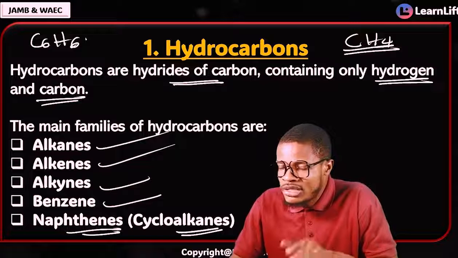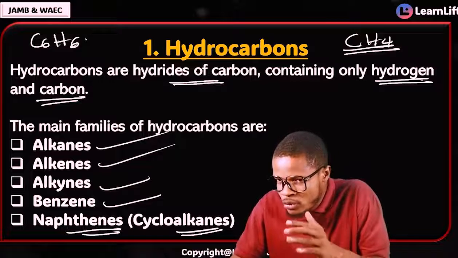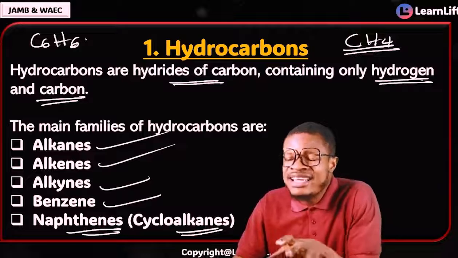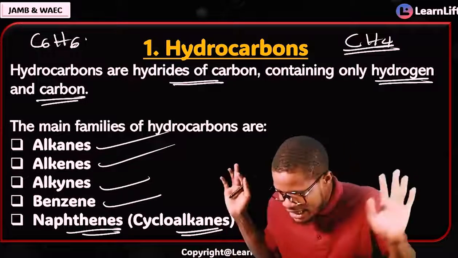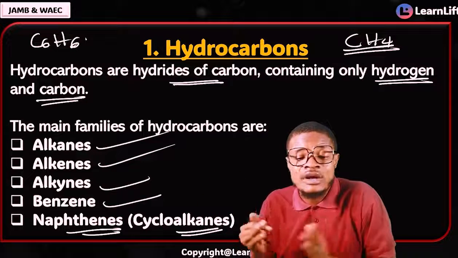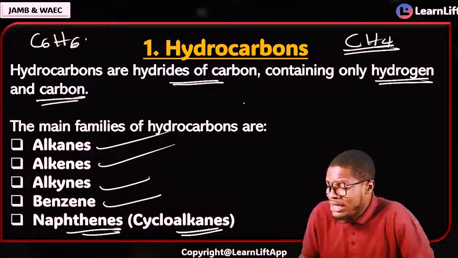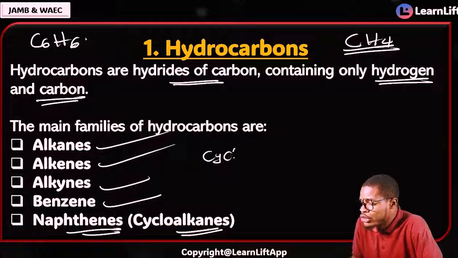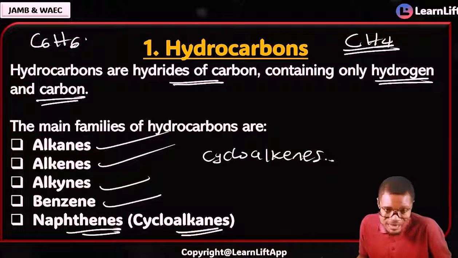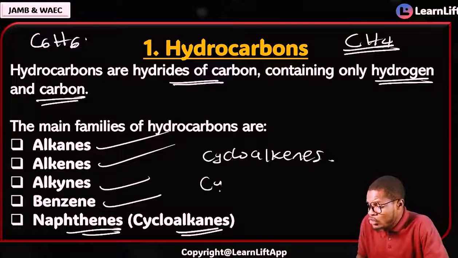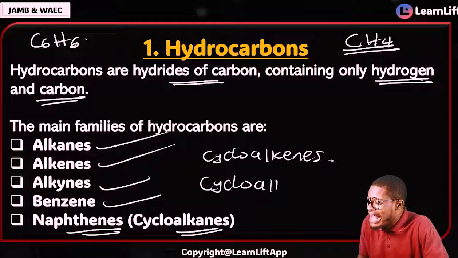Listen, the problem about organic chemistry is that some people don't pay attention well. Naphthanes are not naphthalenes. They are different. Just learn this with me. Naphthanes are the what? Cycloalkanes. So aside from cycloalkanes, we also have things like your what? Your cycloalkenes. They are still hydrocarbons. In fact, we also have your cycloalkynes.